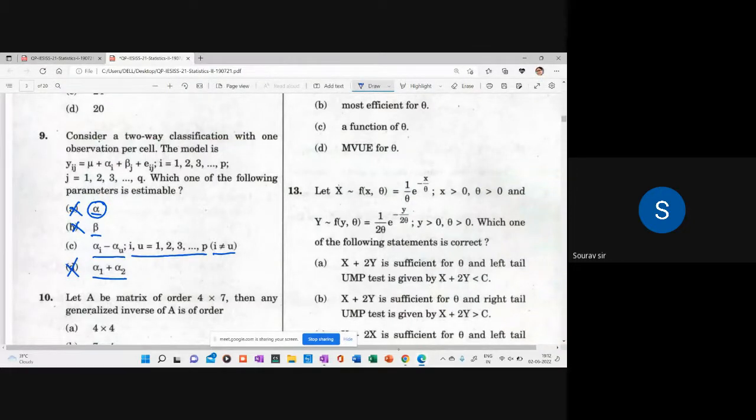So the only option left is alpha i minus alpha u, where obviously i is not equal to u and both run from 1 to p. So C is basically estimable. Is it clear?